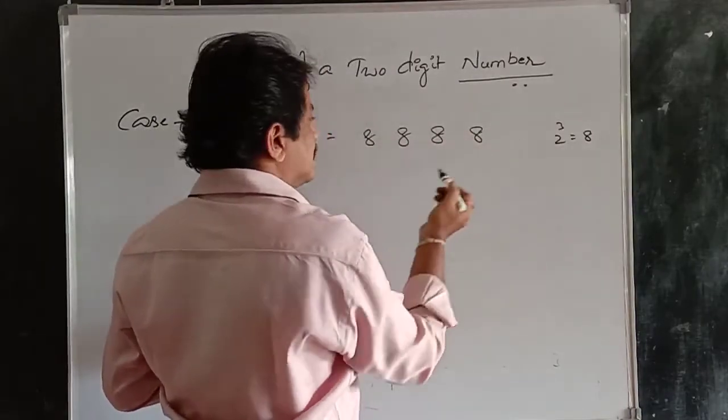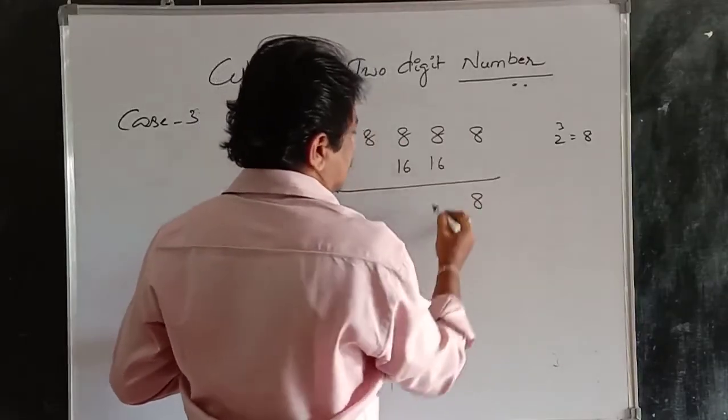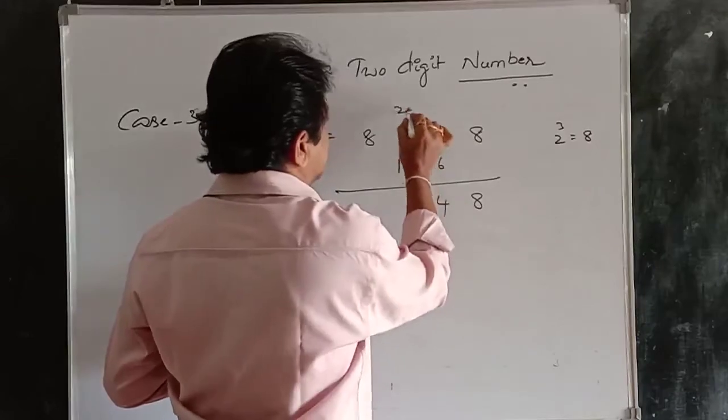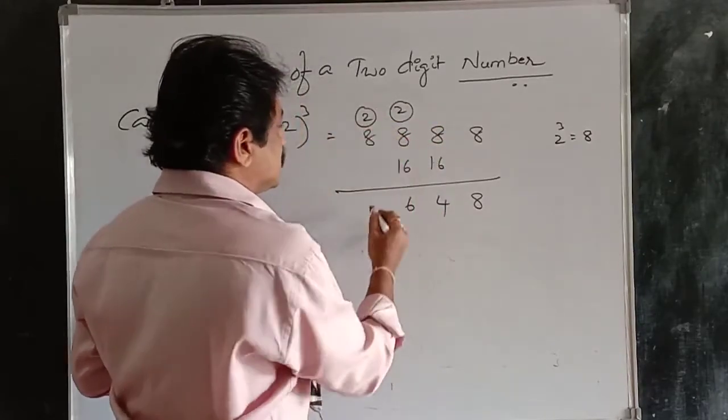Then leave the first and last. Take the middle ones, twice the numbers. 8, 8 plus 6, 16 is 24. 2 is a carry here. 8 plus 6 is 24 plus 2, 26. 2 is a carry here. 8 plus 2 is 10.